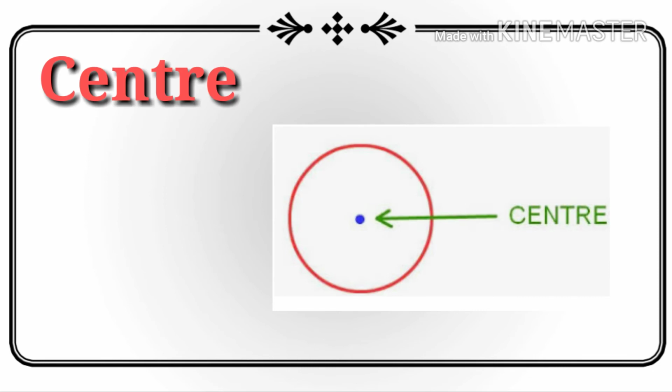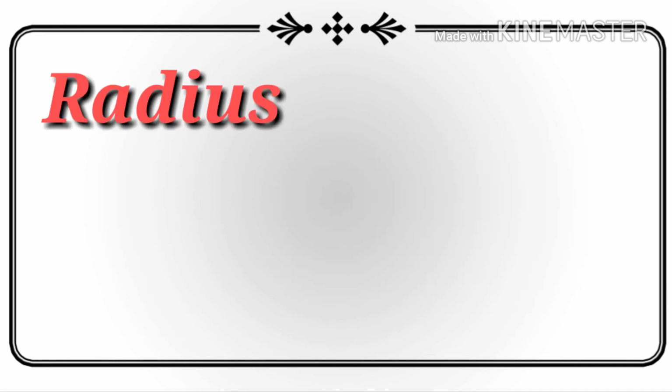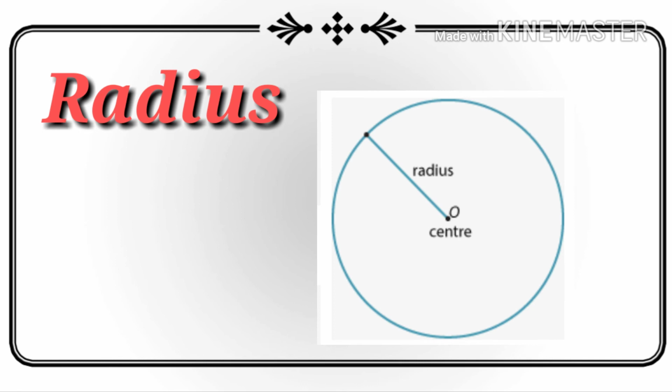We learn in detail. Center: the point at which lines meet each other is the center of the circle. Radius: name the center of the circle O. Take any point P on the circle. Draw the line OP. OP is a radius of a circle.